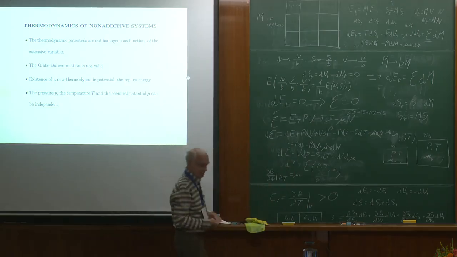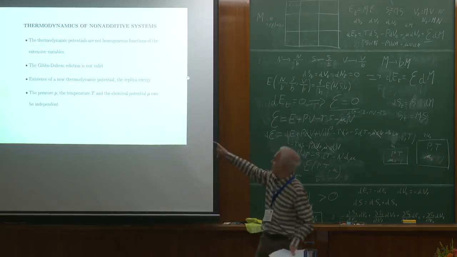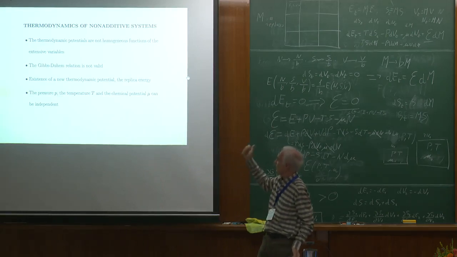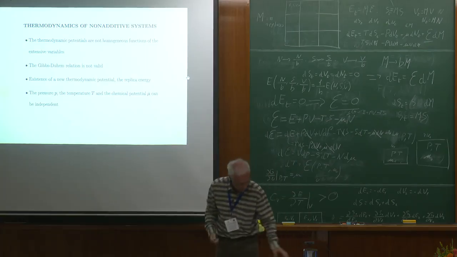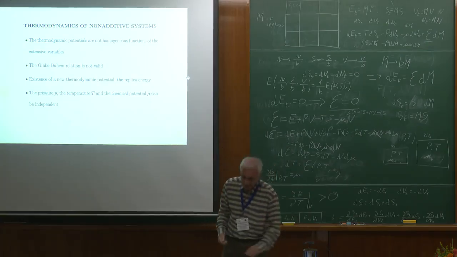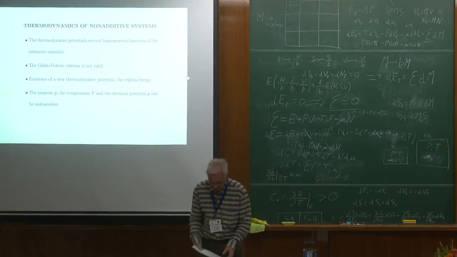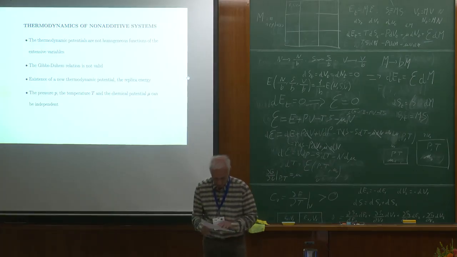Okay, I have exhausted those points: the existence of a new thermodynamic potential, the replica energy, the fact that P, T, and mu can be independent, and that you can define the size of the system only then.